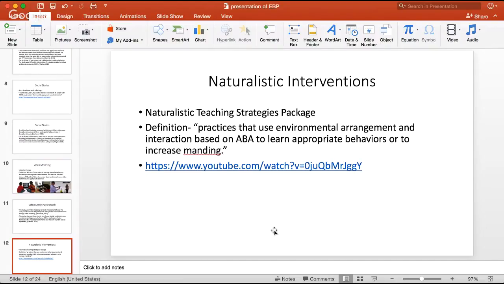The definition is practices that use environmental arrangement and interaction based on API to learn appropriate behaviors to increase manding. I really like this one. It really uses something that they really enjoy and puts that into place to teach a skill.